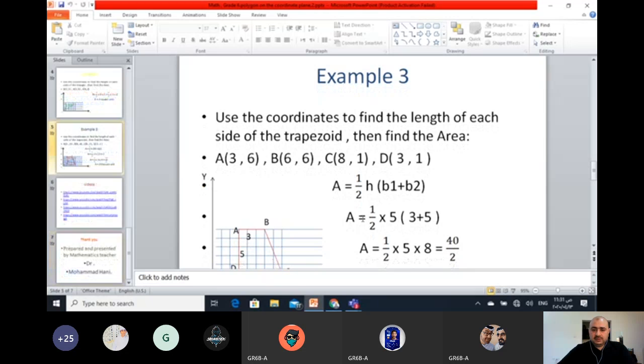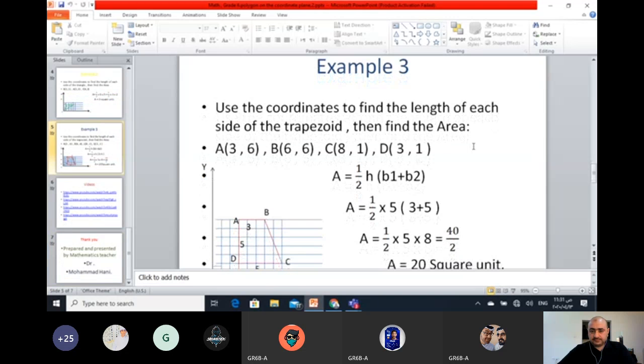The third example, this is a new example. Use the coordinates to find the length of each side of the trapezoid. Then find the area. We have 4 points, A, B, C, D.